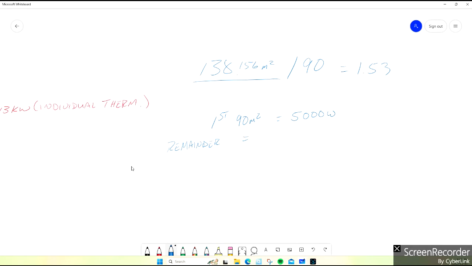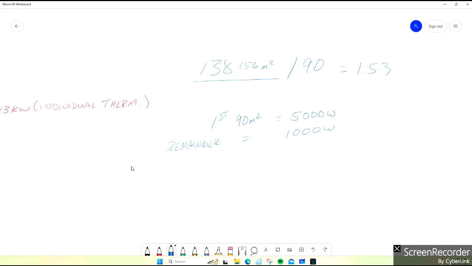And I'm going to apply 1,000 watts. All right, and you could do the math just to be sure. If I take 138.156 minus 90, that leaves me with 48.156 square meters. So that's why I had to do another 1,000, because I had 48.156 remaining after I took care of the first 90 square meters.